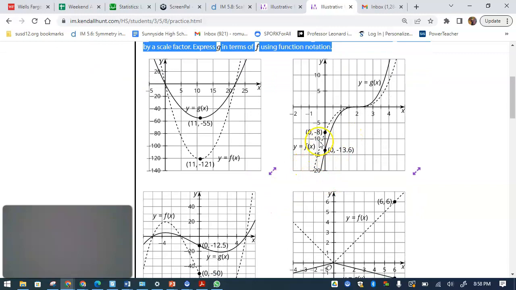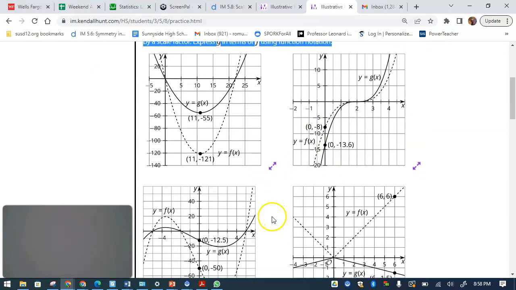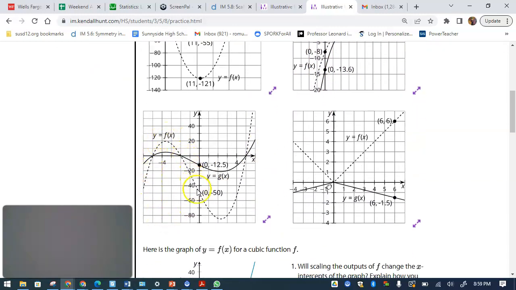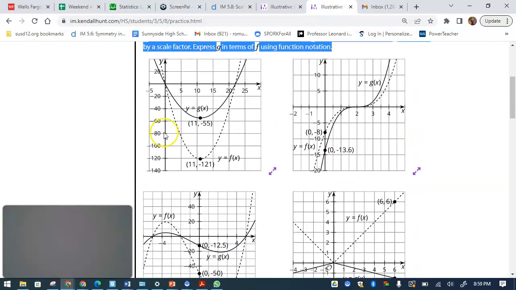Here the dotted is f(x), and here there is f(x). So the dotted is the original graph, and the solid is the new graph. The question is, how did you get the solid graph from the dotted graph? I'm going to take two at a time.